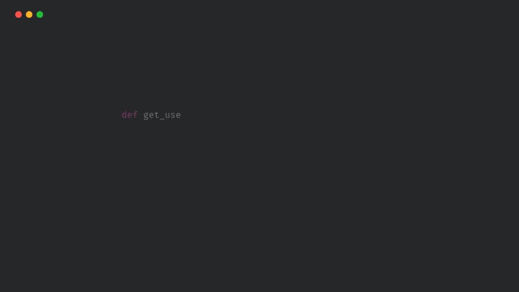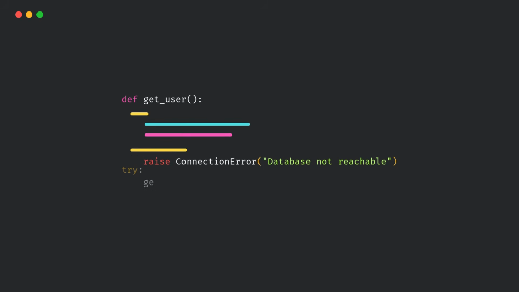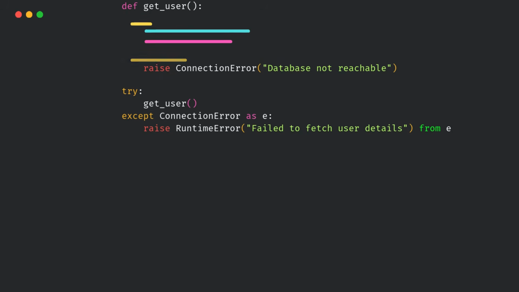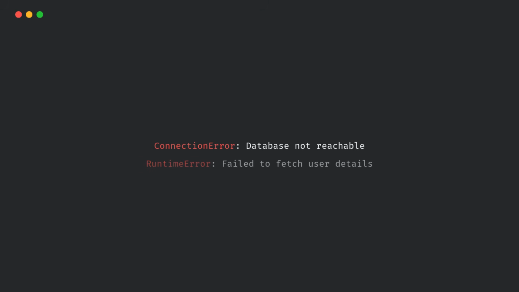Here's another real case. Let's say you're trying to connect to a database. If the connection fails, you might want to raise another error that explains the context. Now the traceback shows both errors, the root cause and your custom message. This is super helpful when debugging.